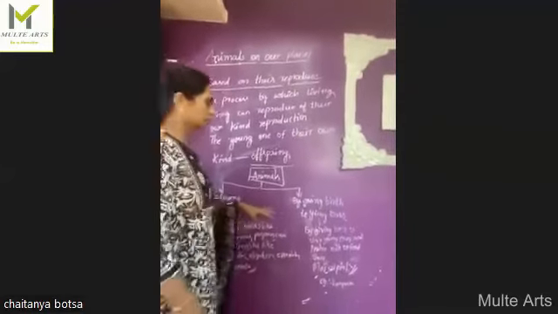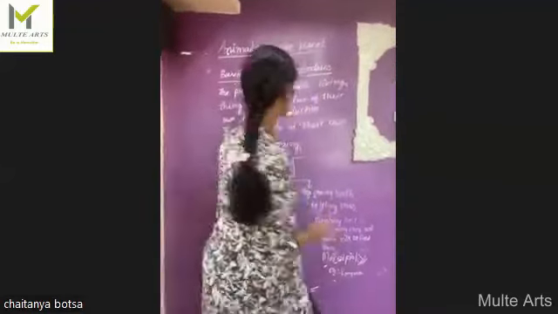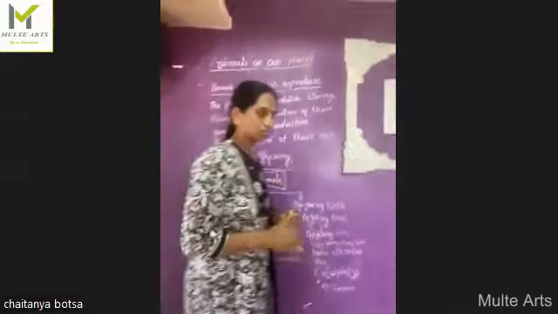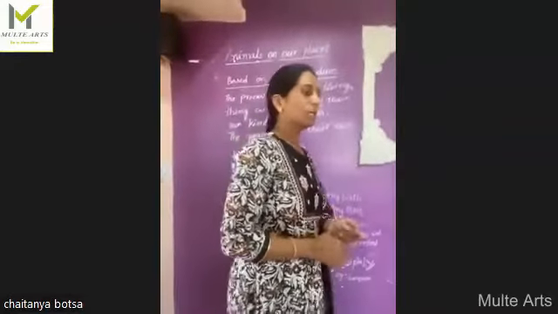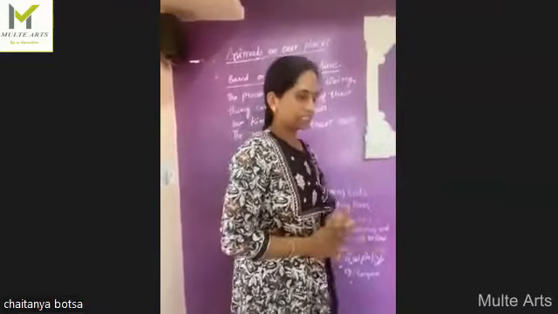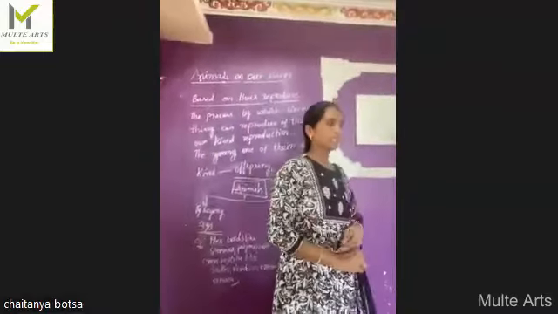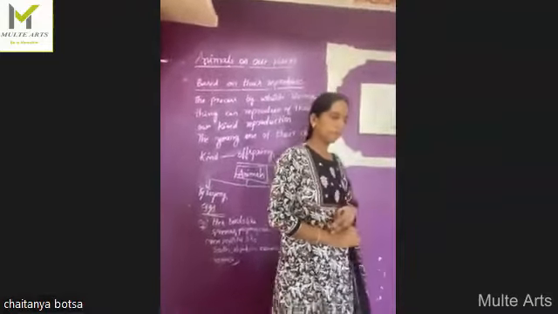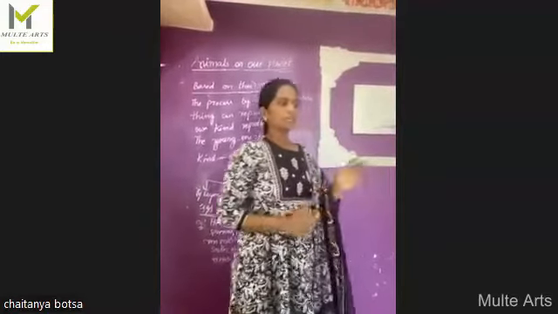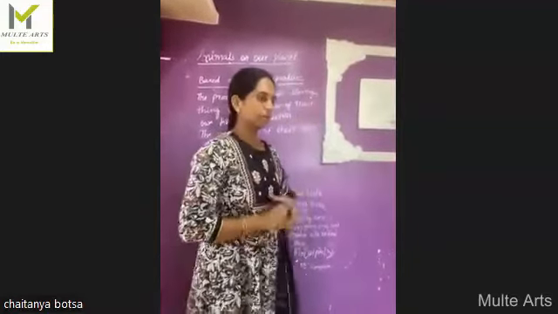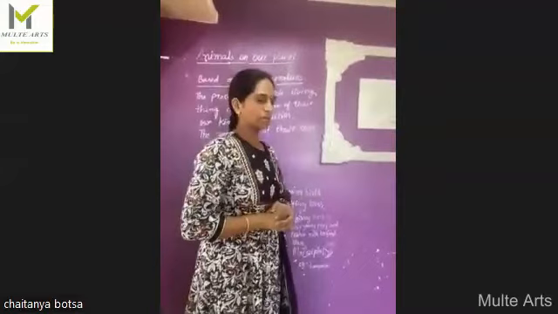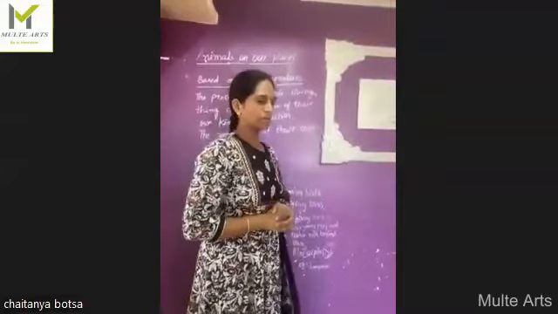And next one we have to do. We can also classify the animals based on the presence or absence of vertebrae. We know that vertebrae is also called a backbone. So there are two types of animals: vertebrate animals and invertebrate animals.